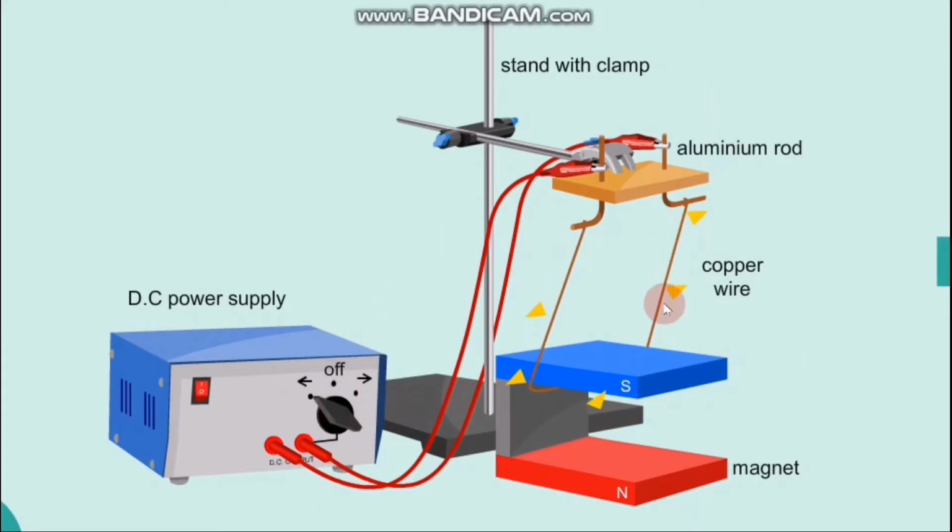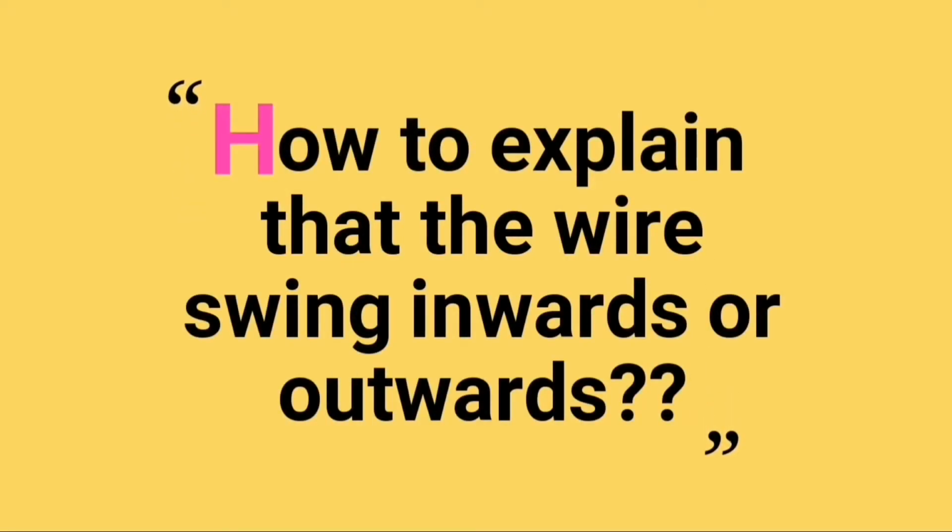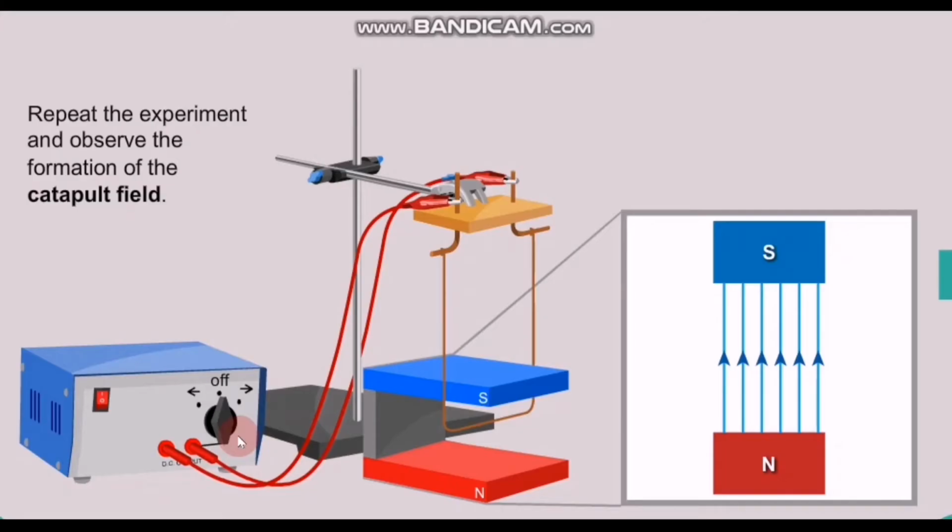First, this is the direction of current flowing through the copper wire, and you can see that the copper wire swings inwards. Now what happens when I change the direction of the current? See, when the current flows in the opposite direction, the copper wire swings outwards. Now, let us repeat the experiment and observe the formation of the catapult field as the current flows in two opposite directions.